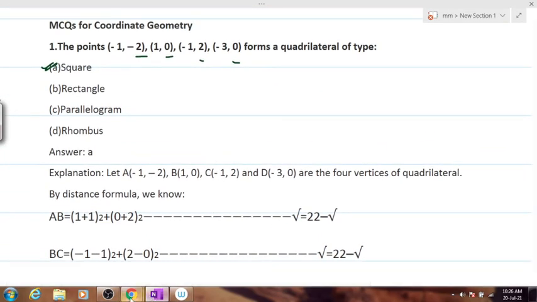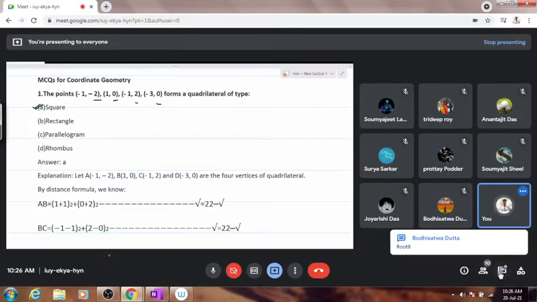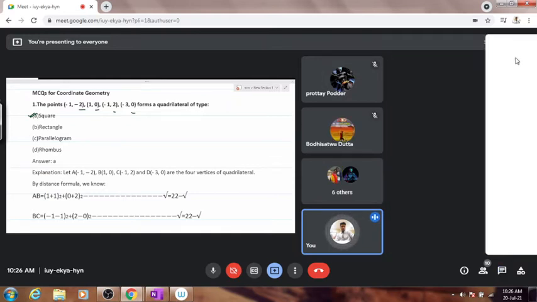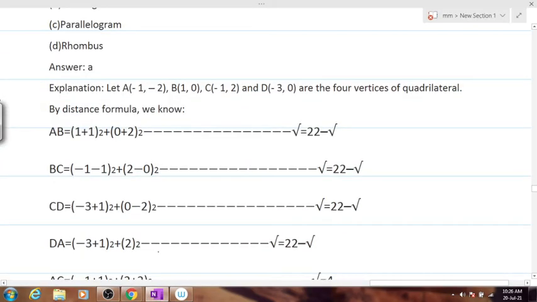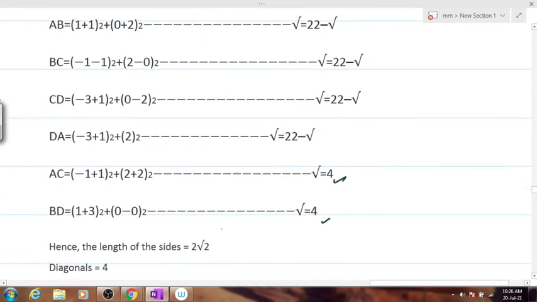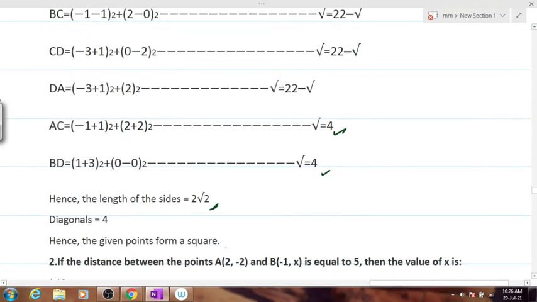Let's see. What is the length of the diagonal? 4. Root 8 is what? Length of the diagonals are 4. Very good. Why root 8? Lengths of the sides are 2 root 2 or root 8 and length of the diagonal is 4. Clear? Can we move on to the next one?